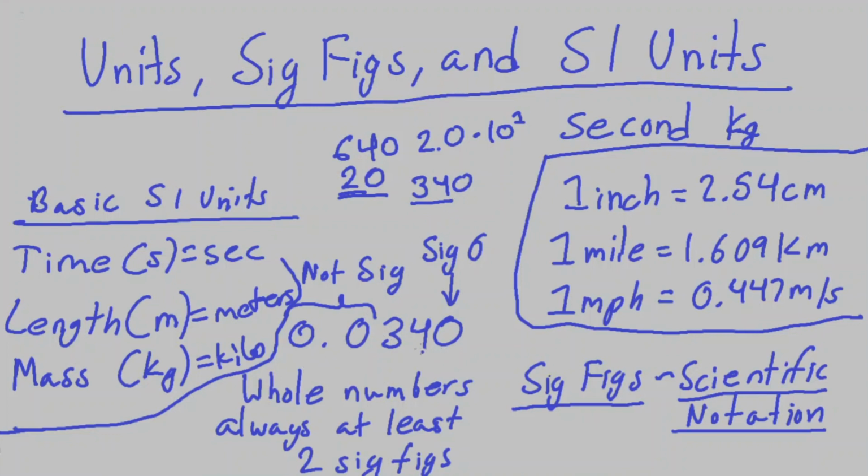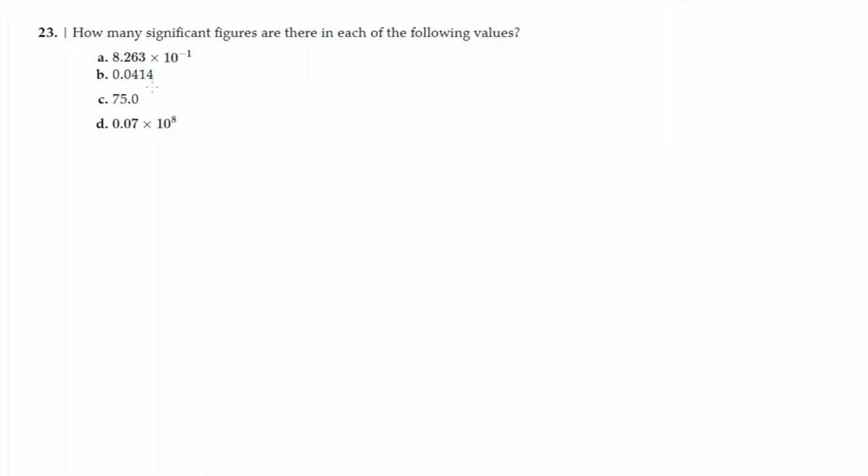If you were to write 0.0340 out in scientific notation, it would be 3.40 times 10 to the negative 2 power. So you can see we use 3 sig figs in our scientific notation, and that matches up with what we depicted here. Alright, so let's take a look at number 23.